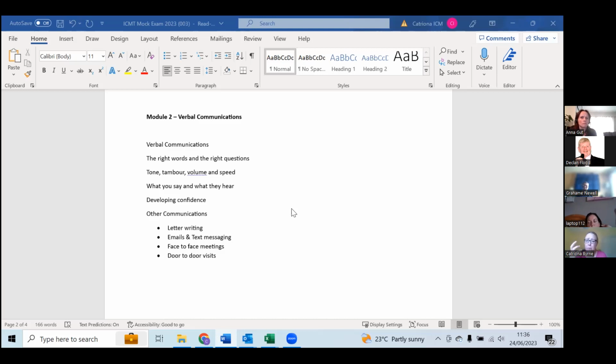So it talks about verbal communication. It talks about using the right words and asking the right questions. It talks about the language that we use. It talks about the tone, the timbre, the volume, the speed. It really deep dives into this whole area, which is really fascinating if you get into it. I think we all become a little bit complacent over the years. You know, how many credit controllers I've spoken to.